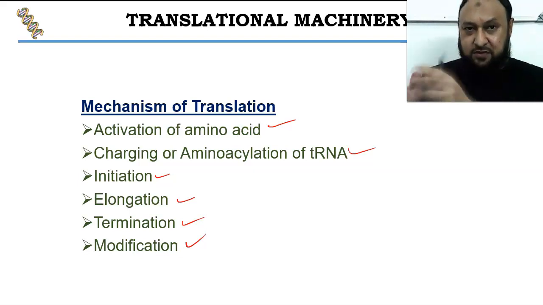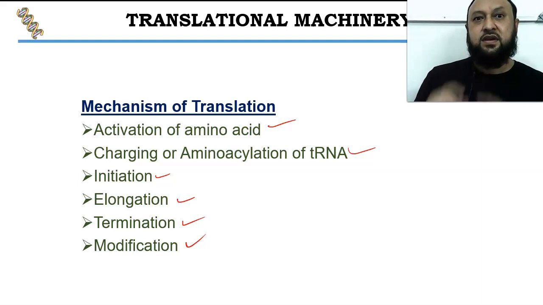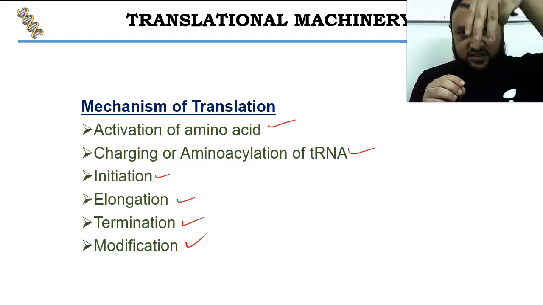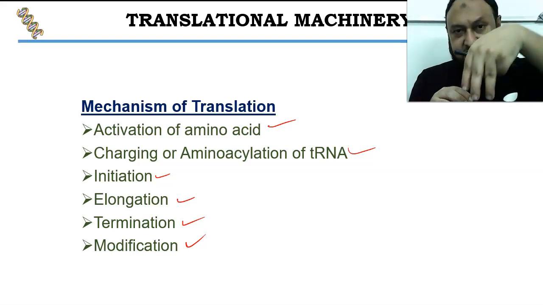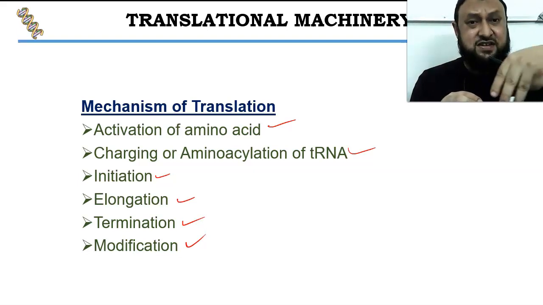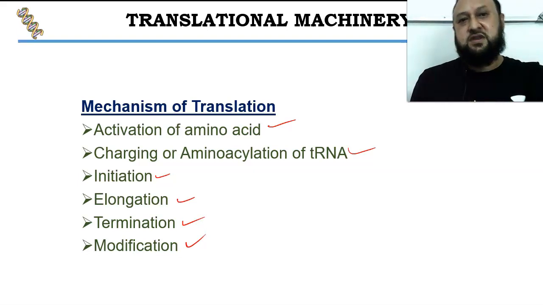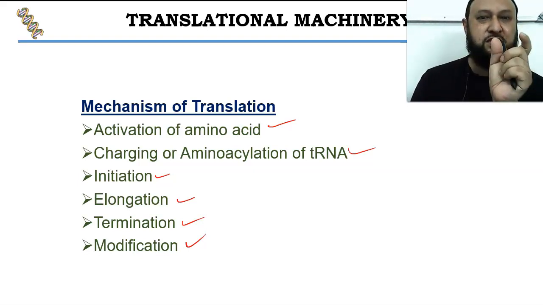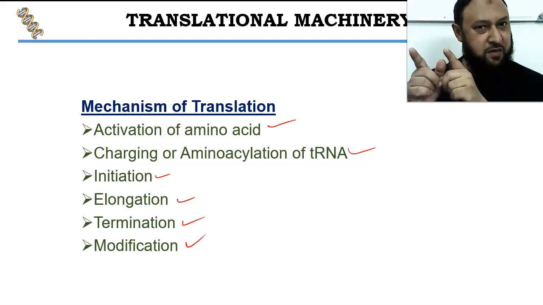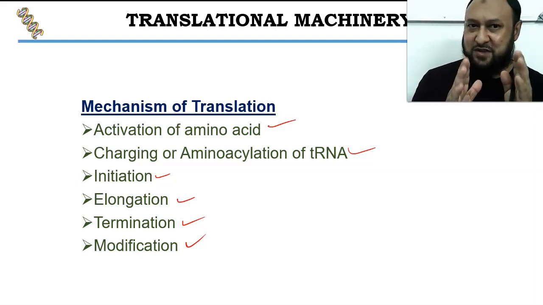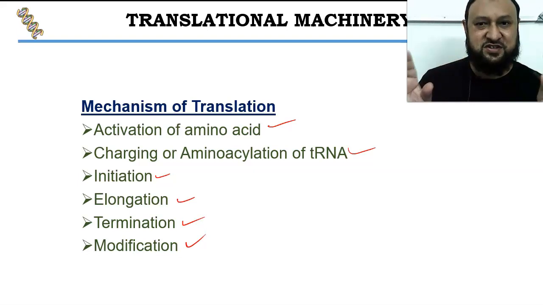After that comes initiation. As I told you, AUG is the start codon. Recognizing the start codon AUG, translation is initiated, and that continuous translation takes place until a stop codon is found. Like a start codon, there is also a stop codon. Once it gets the stop codon, translation stops.